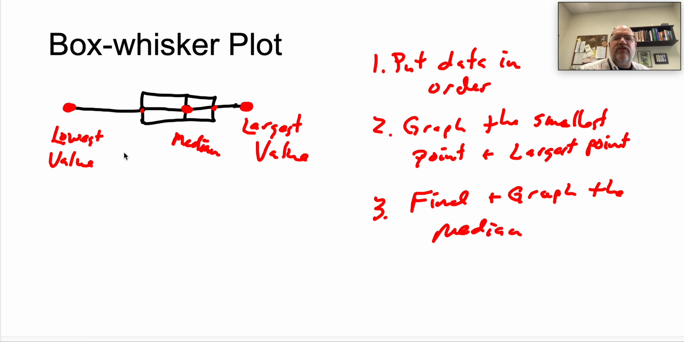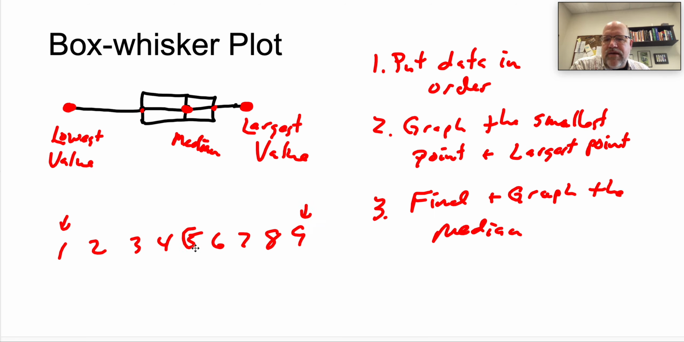So we start this box and whisker by plotting these 3 points. We put our data in order. We've graphed the smallest point. We've graphed the largest point. We then find the median and we graph that median point as well. Now, I want you to imagine what's happening. I've got this long set of data: 1, 2, 3, 4, 5, 6, 7, 8, 9. I've graphed the smallest point and the largest point. I found my median and I've graphed that median as well.